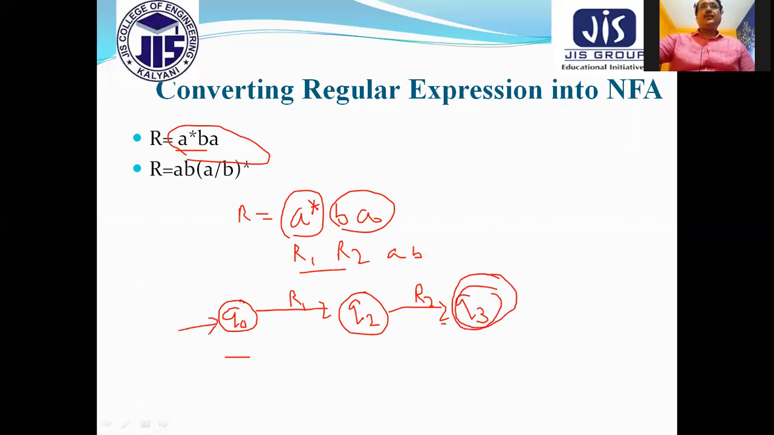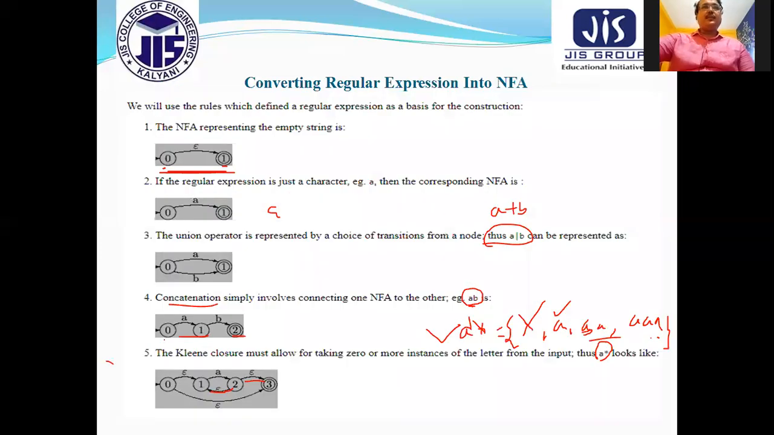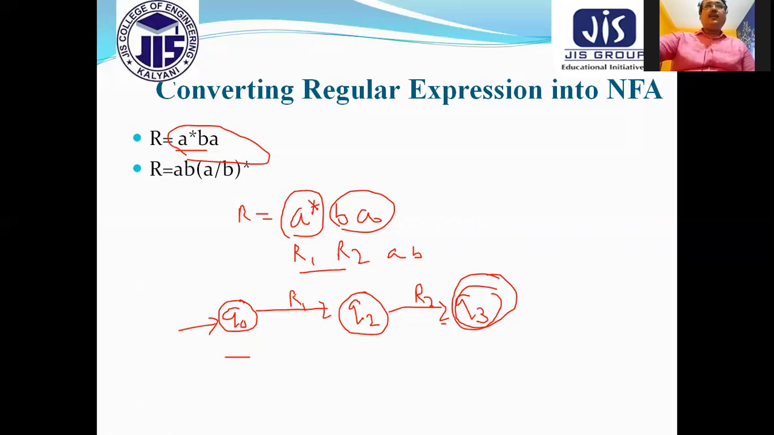And this is the same thing we have done here. You can see. But what is the value of R1 here? A star. And the value of R2 is AB. So try to solve the first one. How can we solve it? You can see.